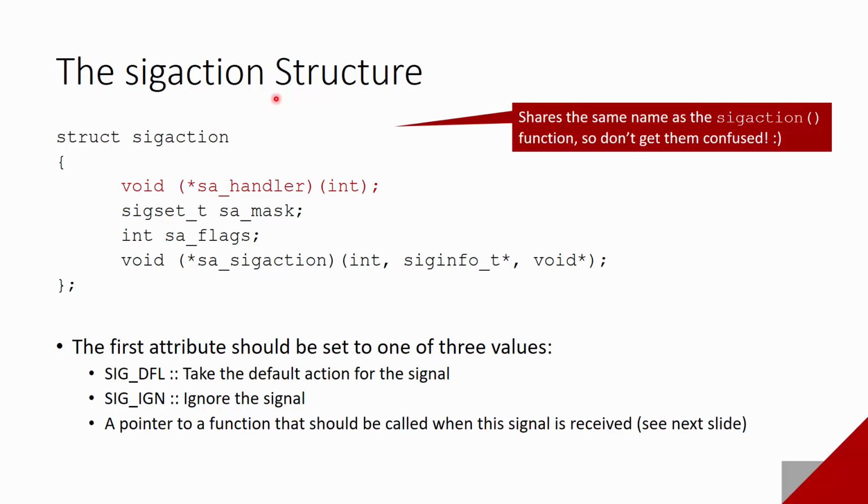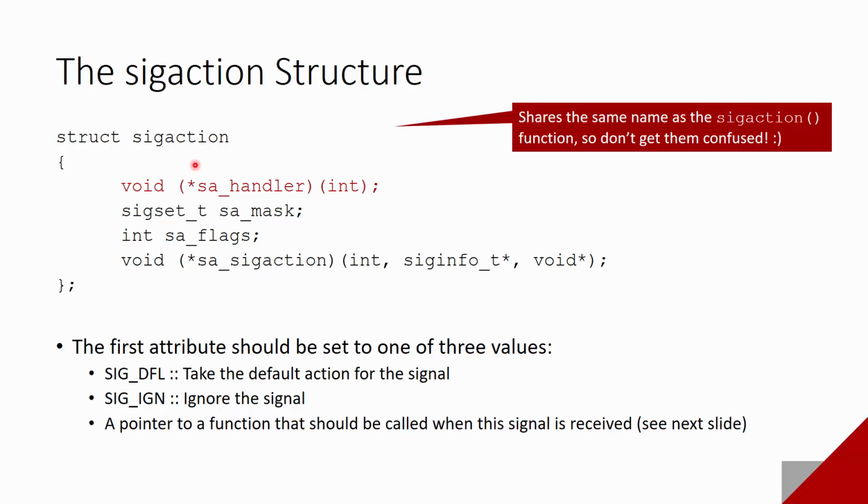Alright, so let's look at the sigaction structure. These are the things that are loaded in as arguments to the sigaction function. They have the same name, which is kind of confusing. So you've got to pay attention in terms of, are we using the function or are we using the struct? So here is the struct, and it has 4 different variables.